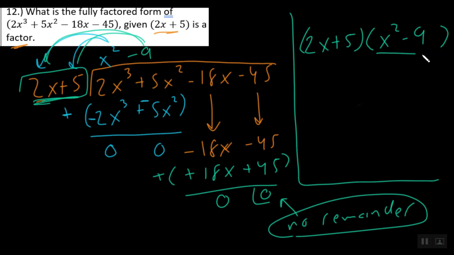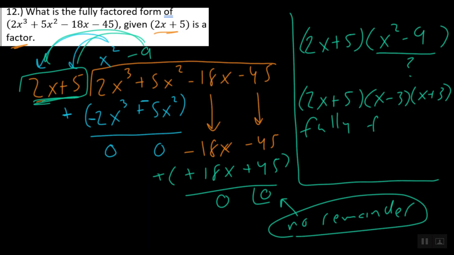So the question is, can you factor x squared minus 9? Most of y'all will know that the answer, of course, is yes. X squared minus 9 splits up into x minus 3 and x plus 3. And this is what we call the fully factored form.